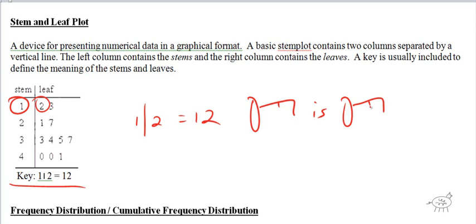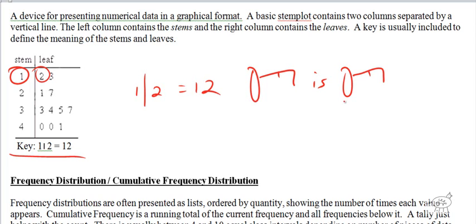Oh yeah. All right. But again, this is a great way to organize the data because if you don't have it in numerical order, you could just list the stems and then start putting the leaves down there.